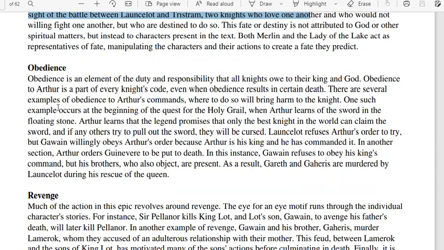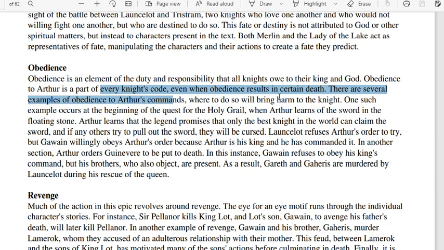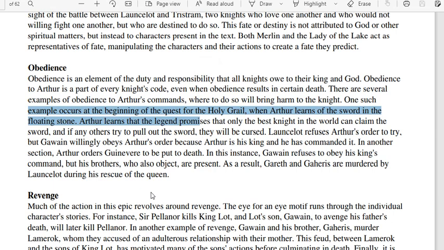Next theme, obedience. Obedience is an element of the duty and responsibility that all knights owe to their king and God. Obedience to Arthur is a part of every knight's code. Even when obedience results in certain death, there are several examples of obedience to Arthur's commands, where to do so will bring harm to the knight. One such example occurs at the beginning of the quest for the Holy Grail, when Arthur learns of the sword in the floating stone. Arthur learns that the legend promises that only the best knight in the world can claim the sword, and if any others try to pull out the sword, they will be cursed. Lancelot refuses Arthur's order to try.